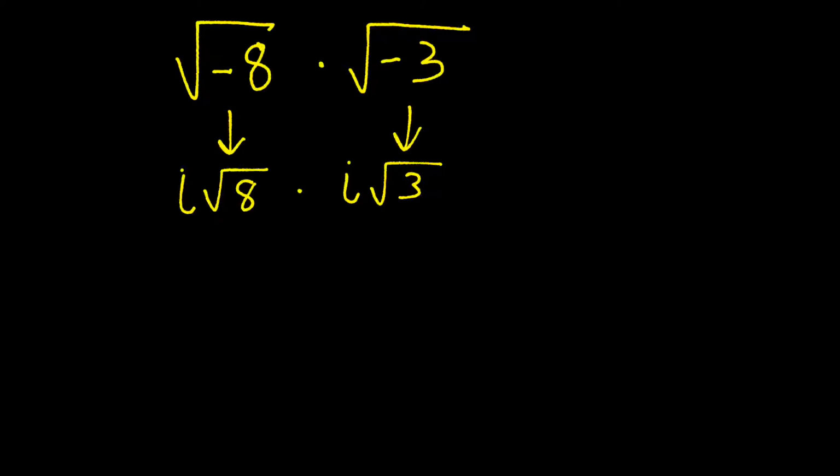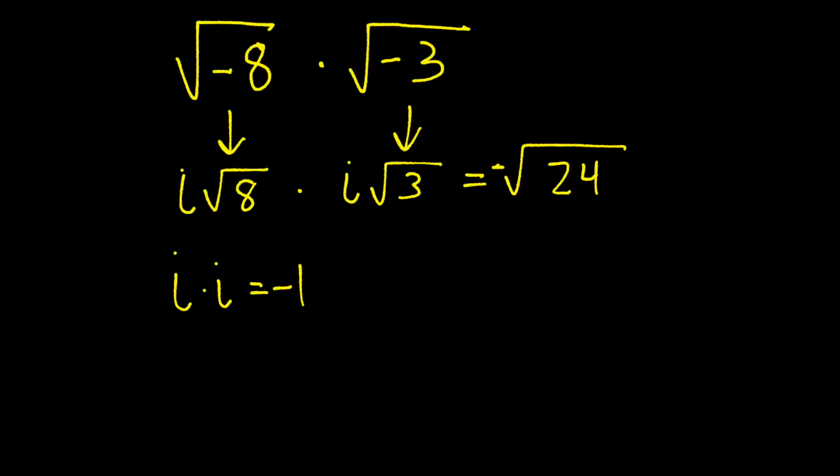Now, just like before, start off by drawing your radical. Multiply 8 times 3, which is 24. And then remember that I times I is -1, so our answer is the negative square root of 24.